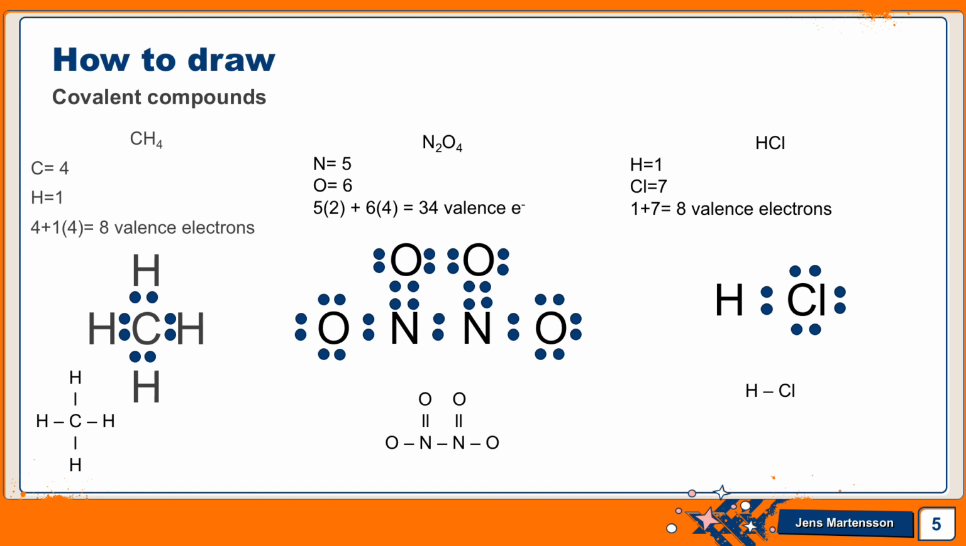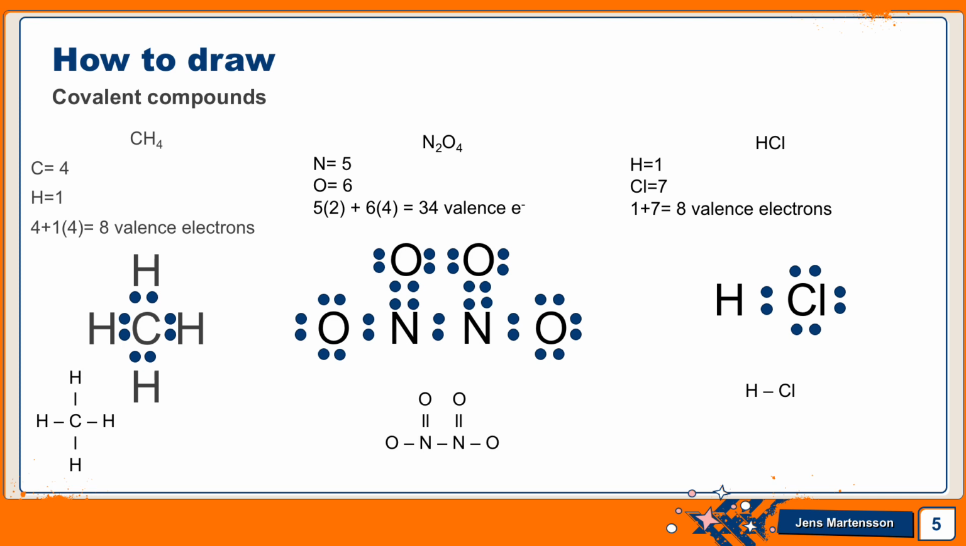Same here with dinitrogen tetroxide, both nonmetals, where you get to work with 34 valence electrons, and you can see here that the 2 oxygens on top have shared electrons with the 2 nitrogens. So that's why it is a covalent bond, because they are sharing those 2 electrons to maintain a full octet.